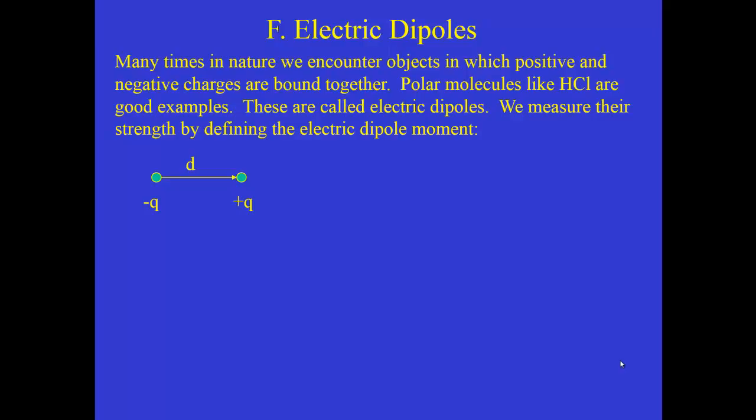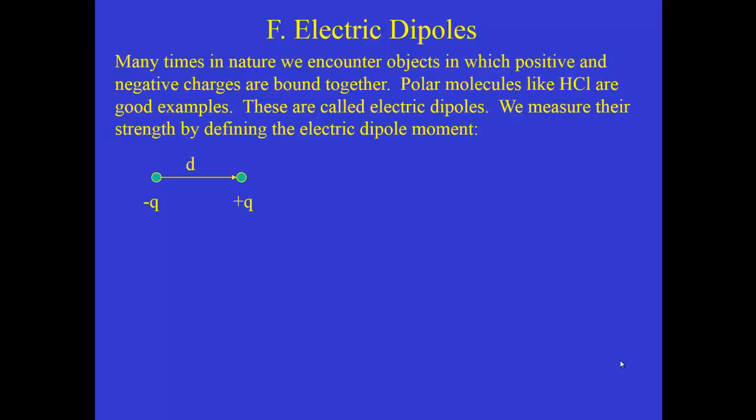Having talked about electric charges, the electric fields that they produce, the forces that they exert on other charges, and how to calculate those fields and forces, now let's turn to electric dipoles, which are collections of charges that are bound together. And the simplest case would be just two equal and opposite charges like you might have in an ionic molecule, bound together and separated by a distance d.